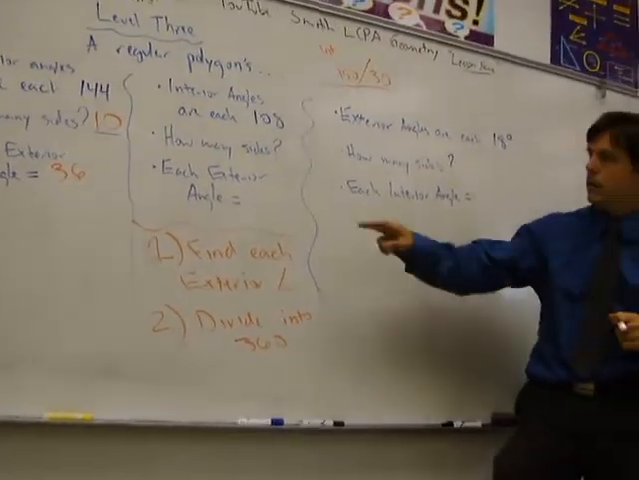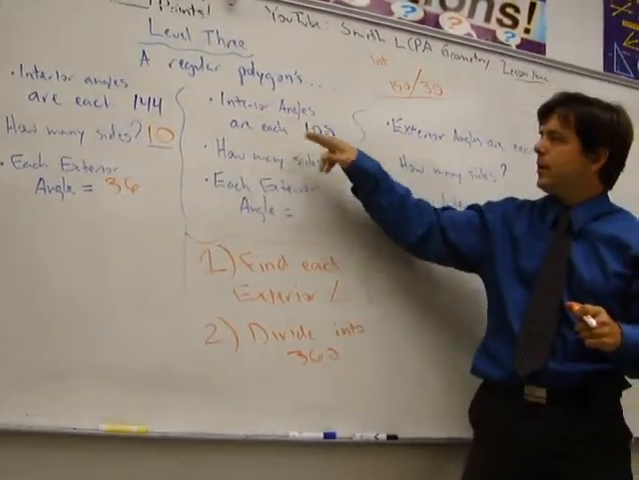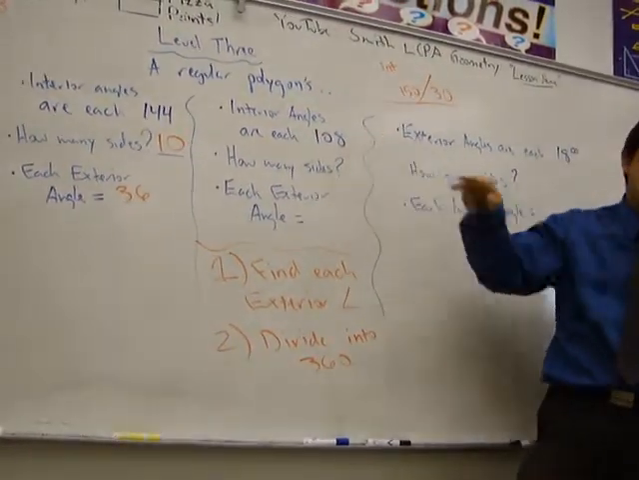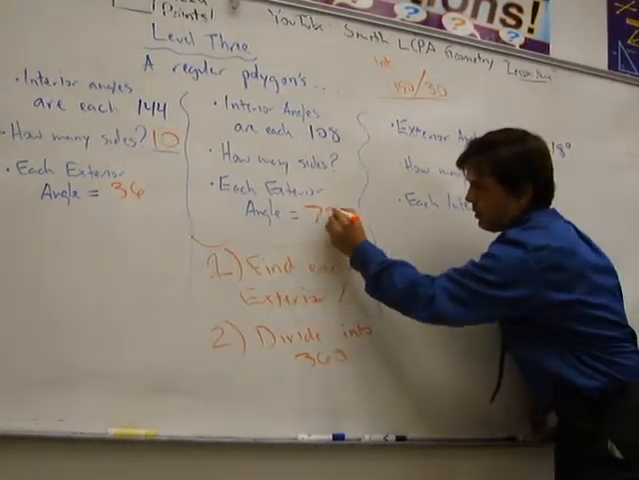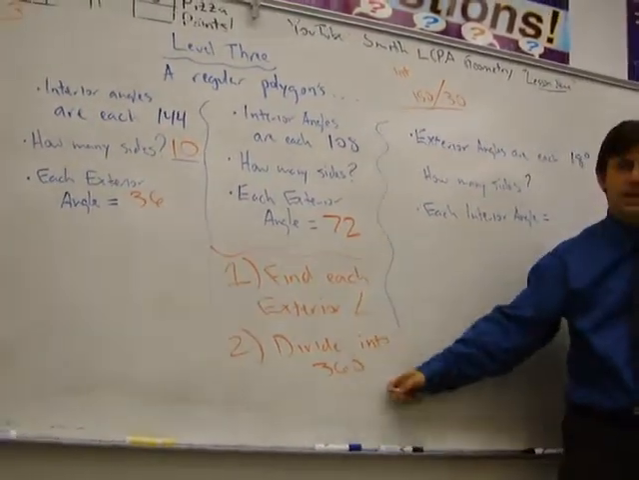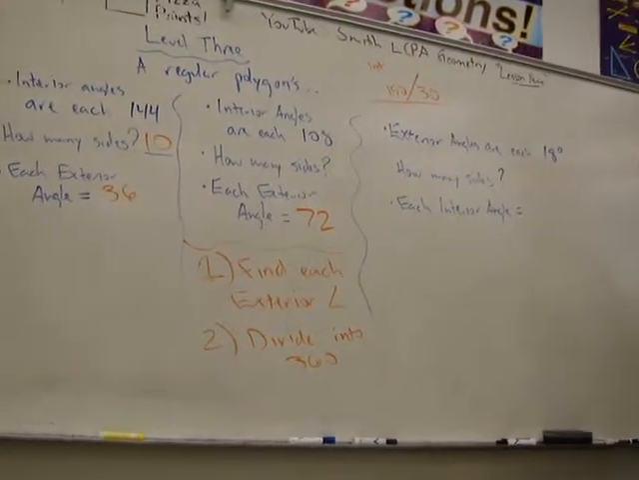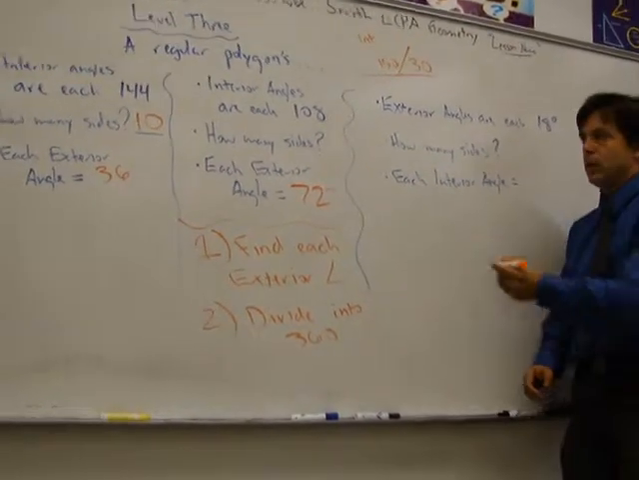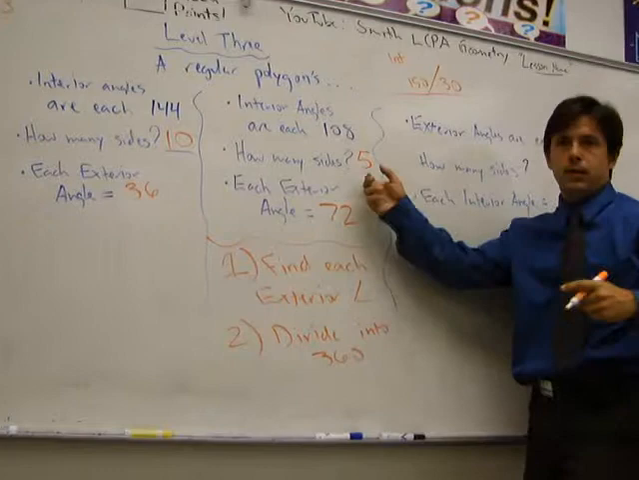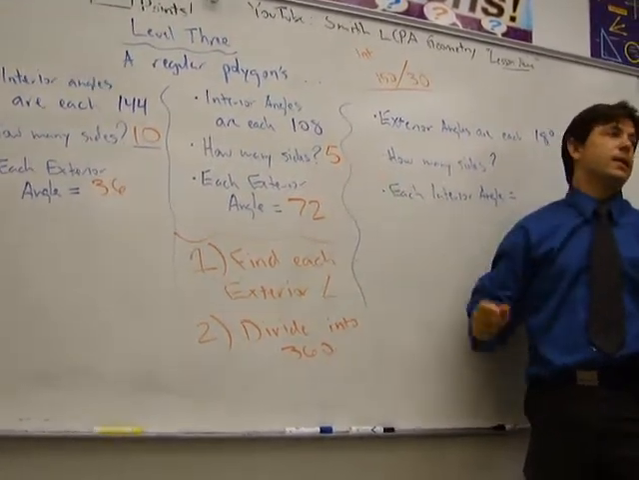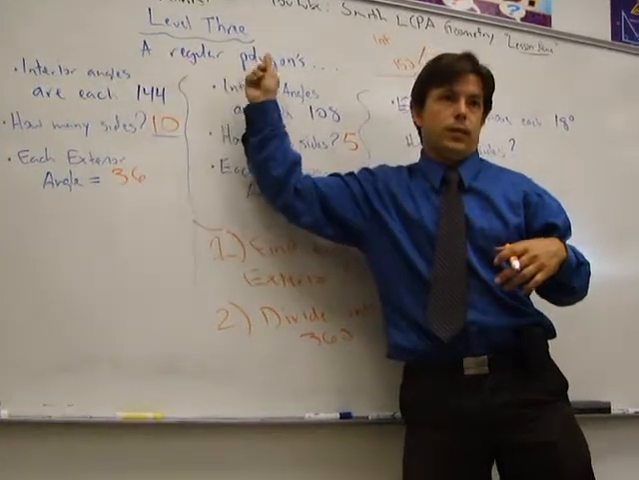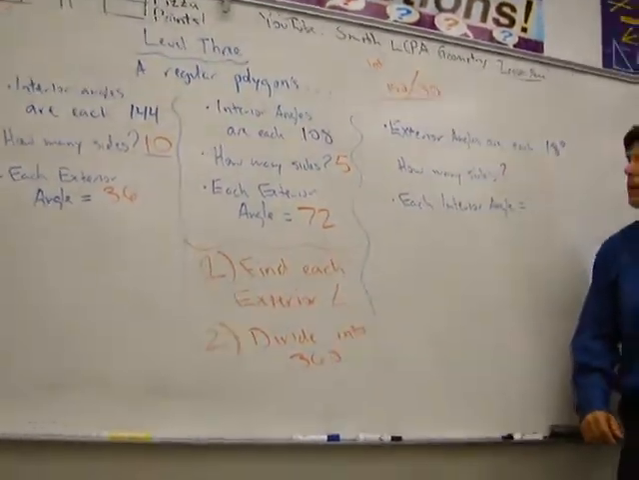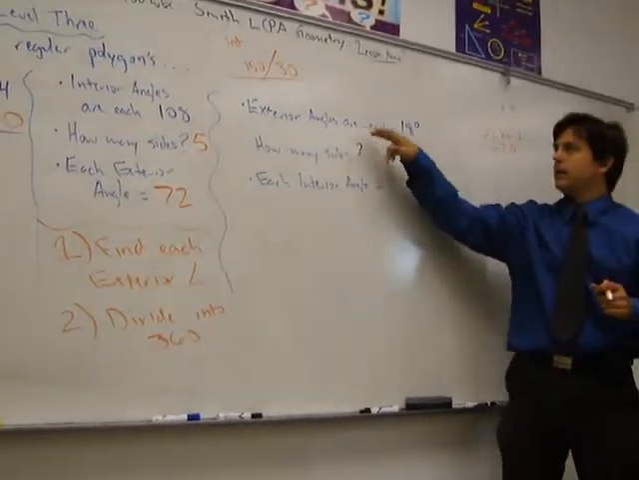Good. Number 2, if each interior angle is 108, what's each exterior going to be? 72. And 72 divides into 360 how many times? 5. So this one will be called what? Pentagon. Technically a regular pentagon. Remember, this only works for regular polygons.